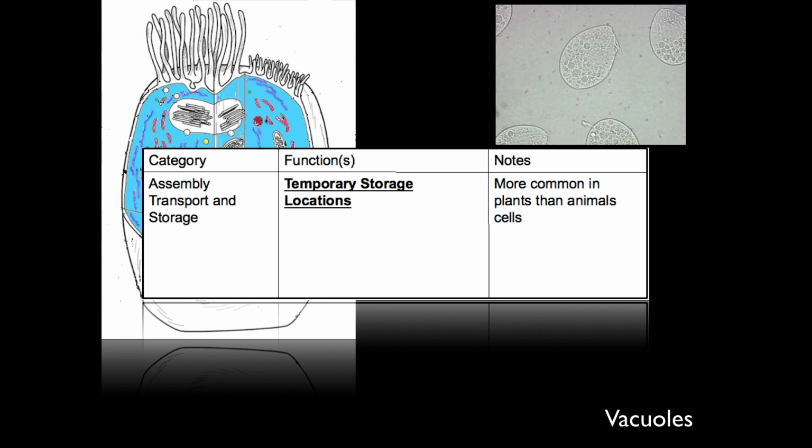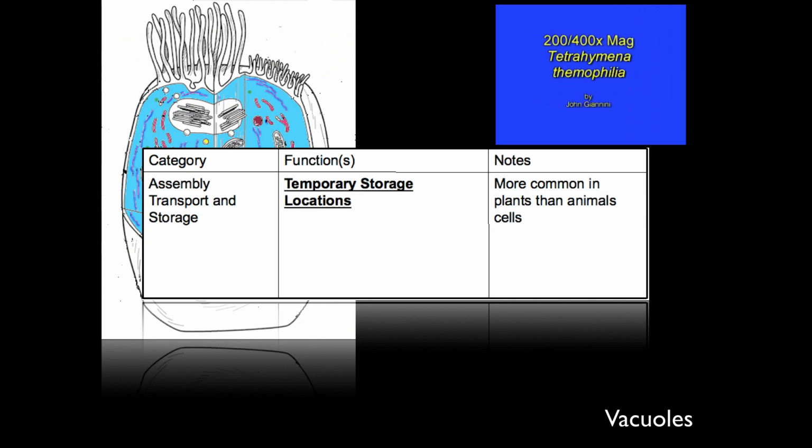Vacuoles are a difference between plants and animals. Plants have large vacuoles. Animal cells tend not to have vacuoles. If they do have vacuoles, they are small vacuoles.